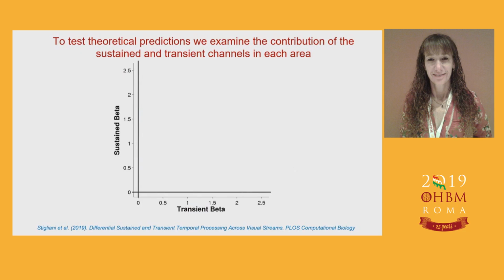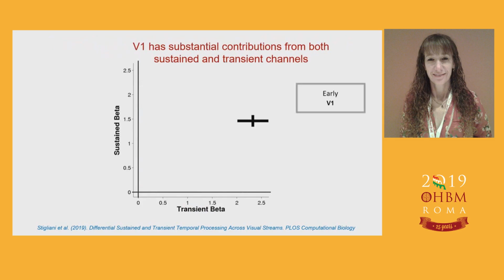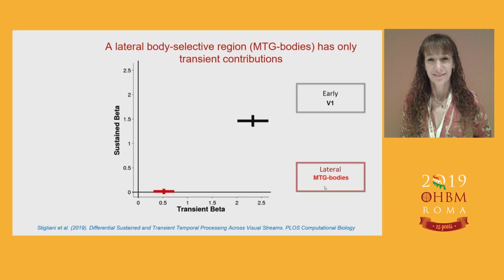So to test our theoretical predictions, one of the things that we're going to look at is how much each channel contributes to the response of each region. So if we look in V1 in this experiment, even though we changed the stimuli, we still get contribution from both the sustained and transient channel. However, if we look at our lateral body part selective region, you can see that it's really just driven by the transient channel. There's no sustained response.